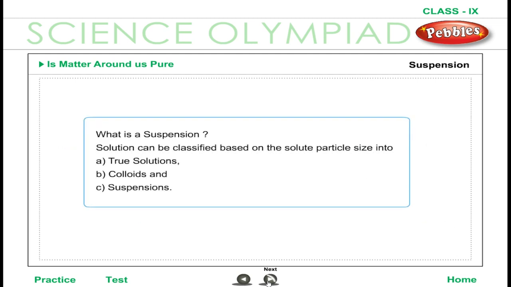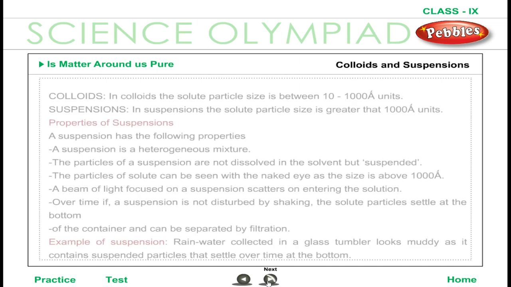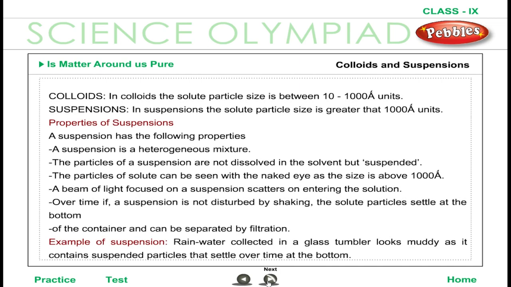What is a suspension? Solutions can be classified based on the solute particle size into true solutions, colloids, and suspensions. Colloids and suspension. Colloids: in colloids, the solute particle size is between 10 to 1000 angstrom units. Suspensions: in suspensions, the solute particle size is greater than 1000 angstrom units.